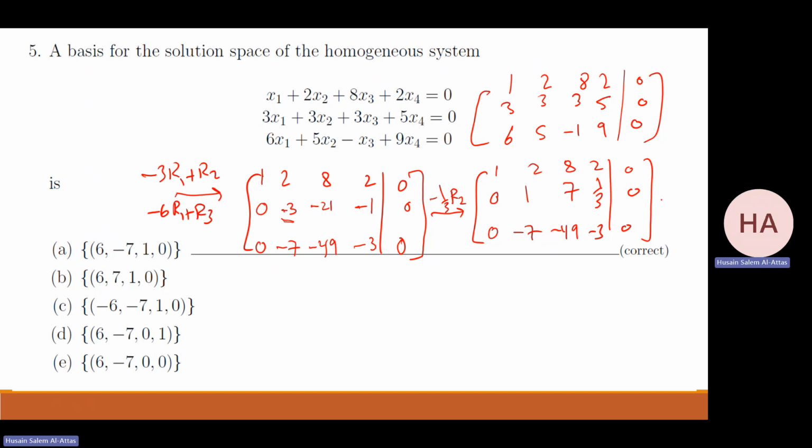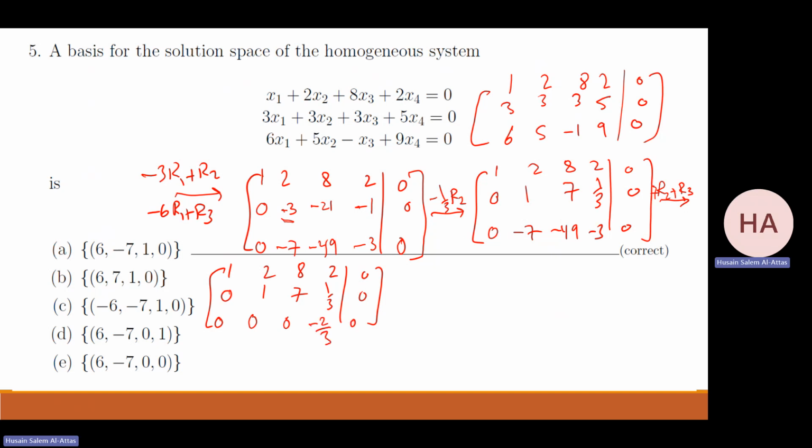Okay. Now multiply the second row by 7 and add it to the third row. What you will get? 1, 2, 8, 2, 0, 1, 7, 1 over 3, 0. Now this is 0, multiply by 7 and add it. That will be 0. By 7, 49 minus 49, 0. 7 over 3, minus 1 over 3, minus 3, which is minus 9 over 3, that gives me 7 over 3 minus 9 over 3. That will be minus 2 over 3.